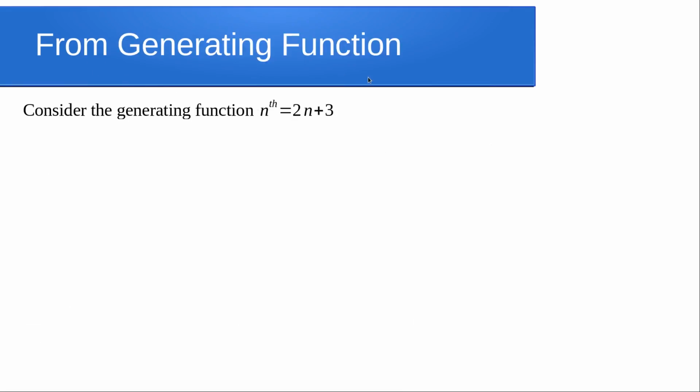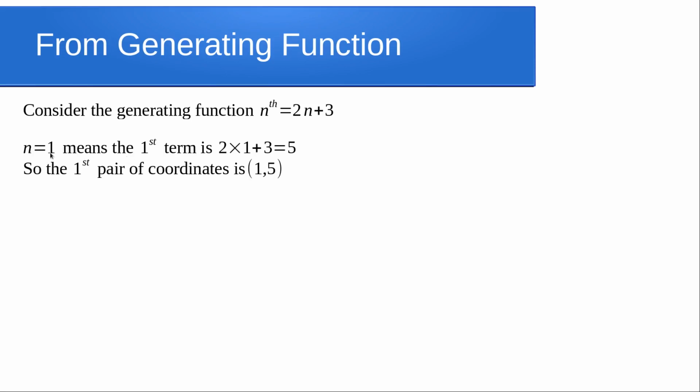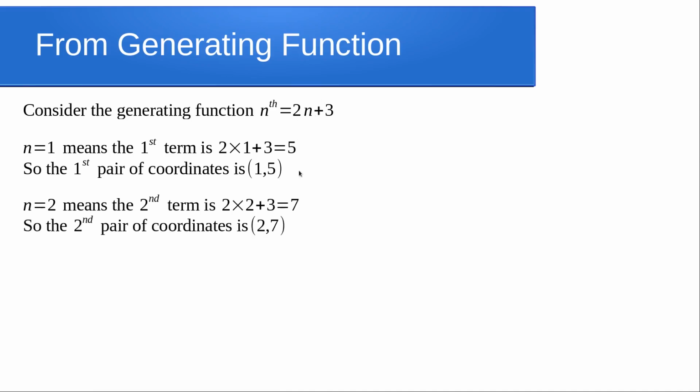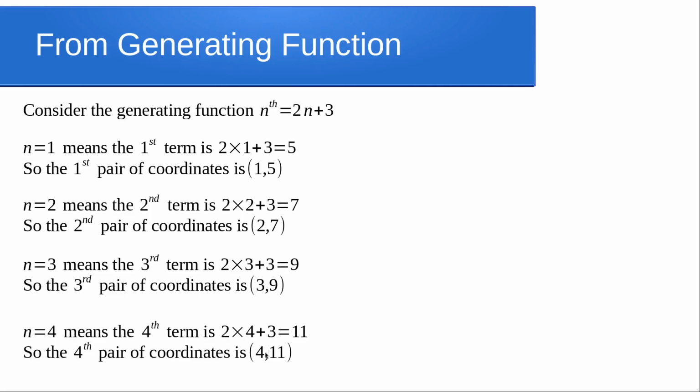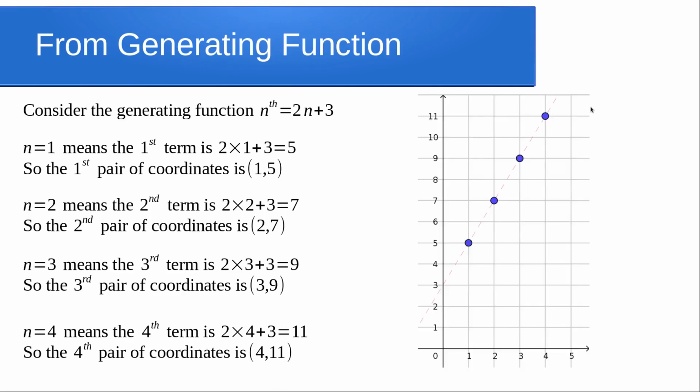Okay, so this time we've got a generating function instead. We already know how to create a sequence from a generating function, so it should be kind of obvious what we've got to do here. So to find the first term, we let n equals 1, and that tells us that the first term is 5, so we plot the point 1, 5. When we put 2 in here, we get 2 times 2 plus 3 is 7, so it's going to be 2, 7. When we put 3 in, we have 2 times 3 plus 3, which is 9, so we plot 3, 9, and finally we get 4, 11. And when we plot these coordinates on a pair of axes, we get this graphical representation here.